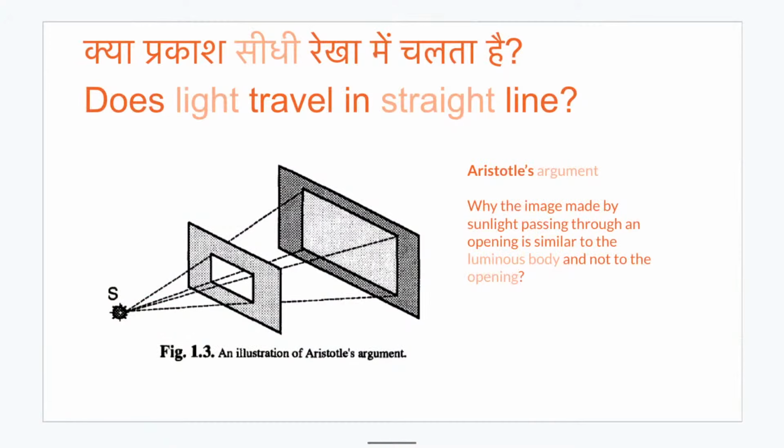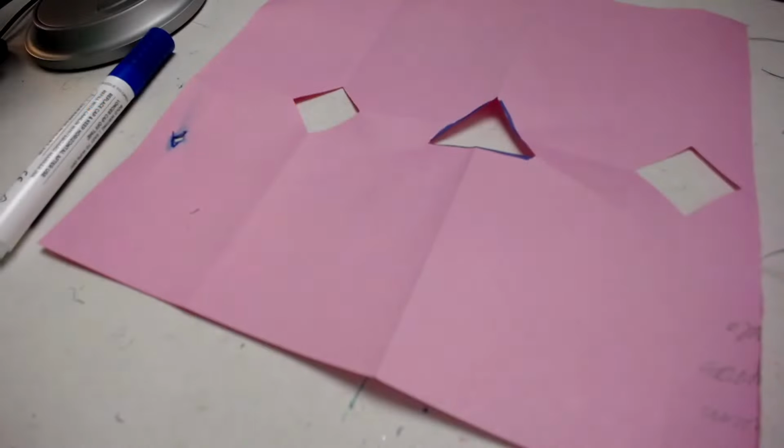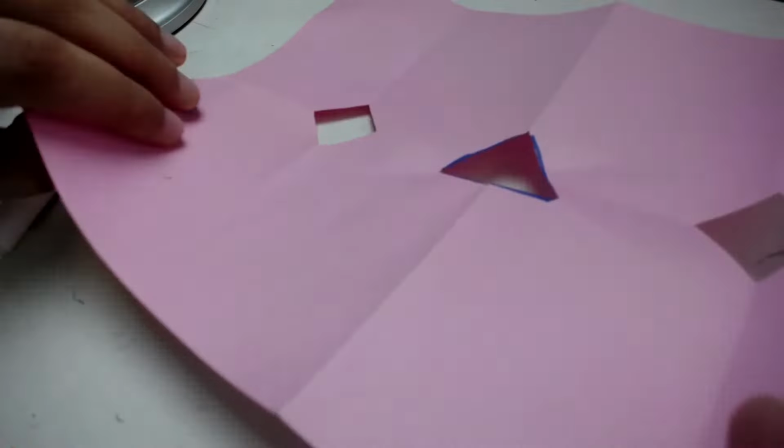Aristotle's argument was that if light travels in a straight line, then whatever the distance from the screen, you should always see the image as the opening. The image should resemble the opening. It should not resemble the luminous body. But we have seen solar eclipses using pinhole cameras. We have just done a demo, and we know that it doesn't always happen. Sometimes it does, sometimes it doesn't.